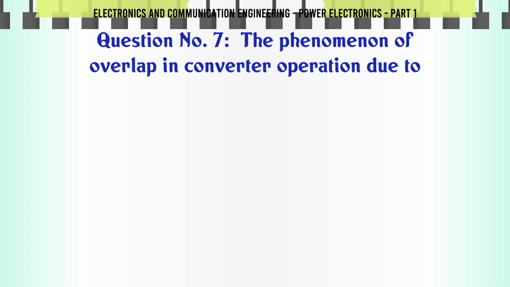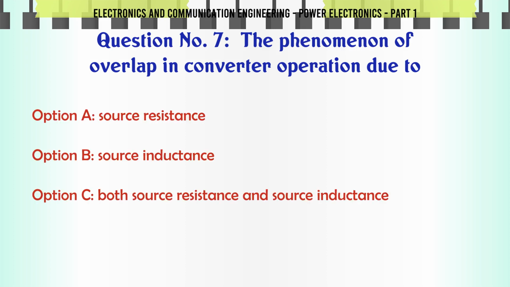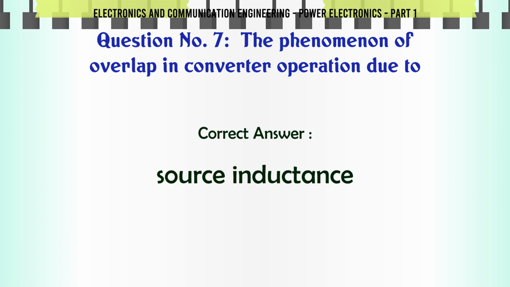The phenomenon of overlap in converter operation is due to A. Source resistance, B. Source inductance, C. Both source resistance and source inductance, D. High value of firing angle. The correct answer is source inductance.